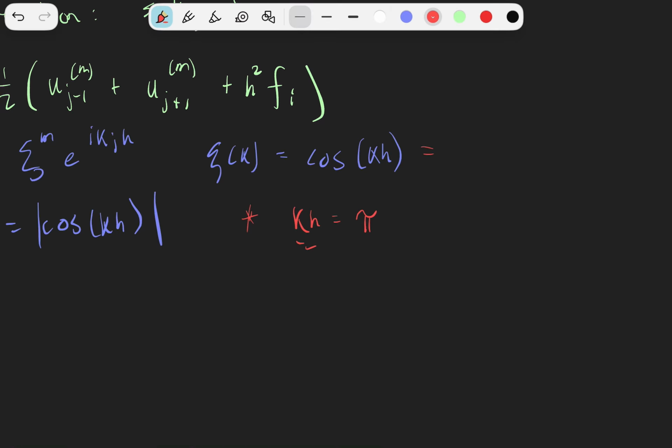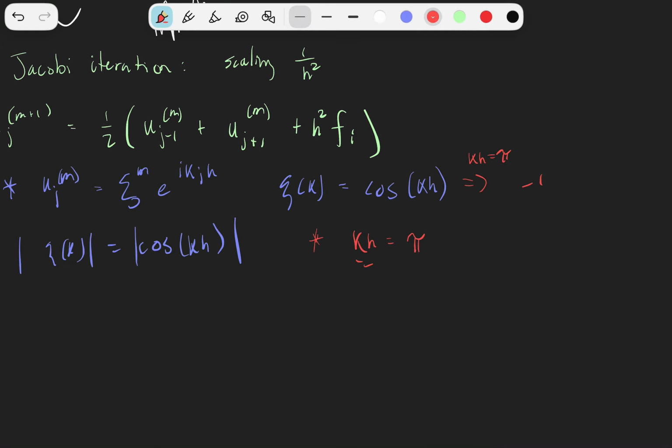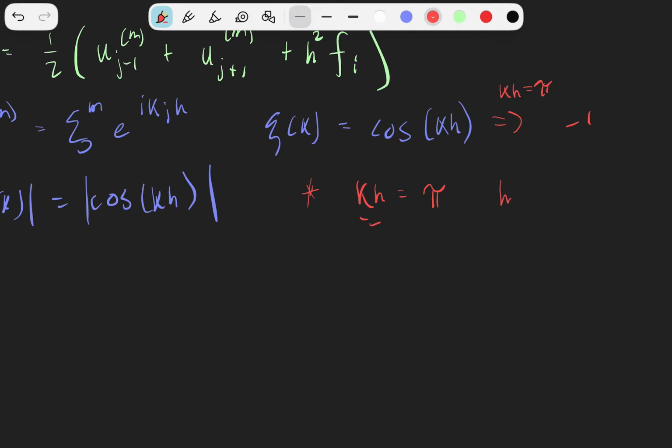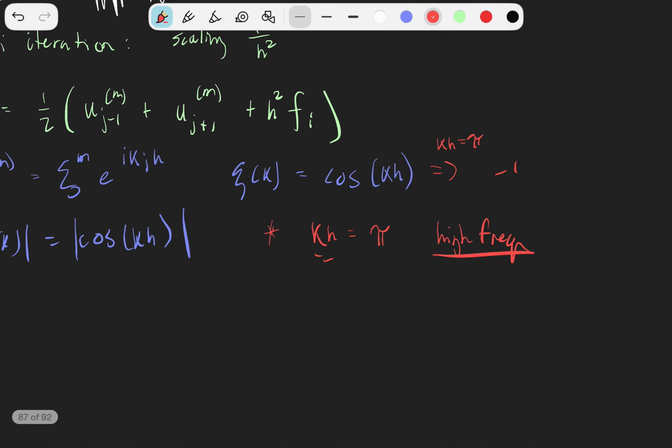So, when kh equals pi, this becomes -1, all right? But after one relaxation step, the mode is eliminated in the high frequency. This is again a high frequency limit, okay? And each effective factor is eliminated for the error because the residual projection is effectively damping it very strongly.